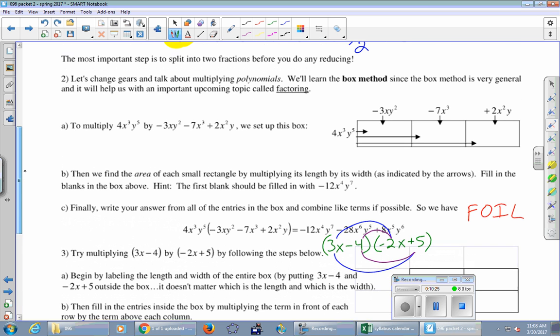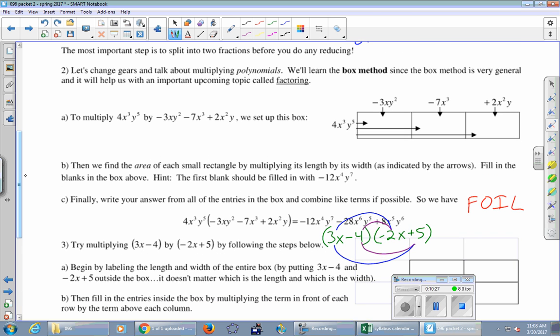Okay, we are up here. So we'll learn the box method since the box method is very general, not like FOIL, and will help us with an important upcoming topic called factoring. Now, here's the deal. I am not going to require anybody to ever use this thing called the box method.